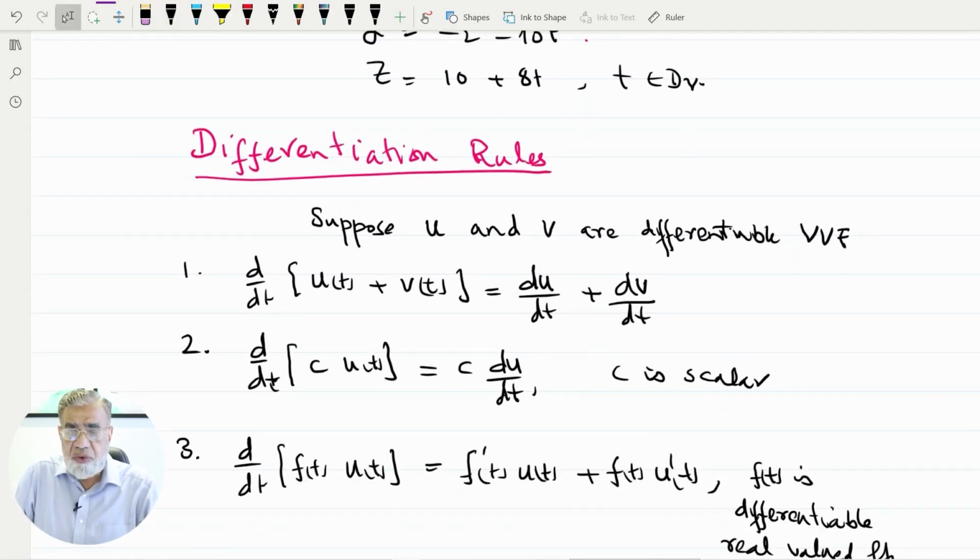Now the second rule: c is a scalar and we have u of t. If you take the product rule, the derivative of the scalar will be 0. But if you take c as a constant, we take c out of the derivative and we get c times du by dt.